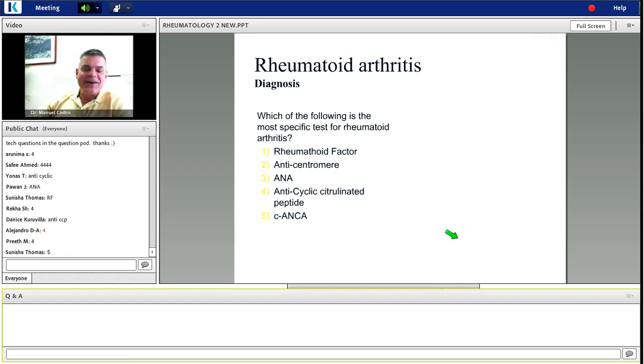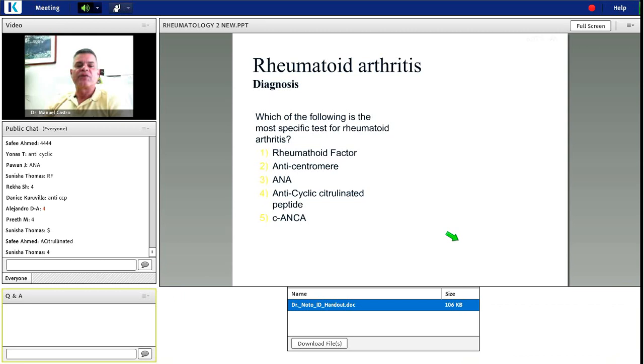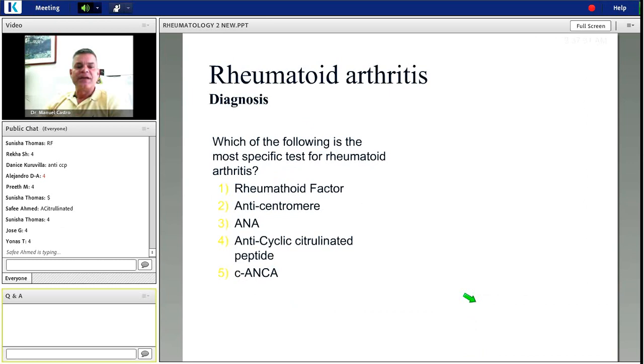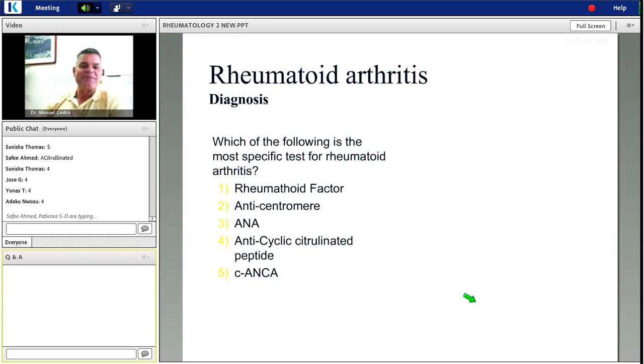Okay, so which of the following is the most specific test for rheumatoid arthritis? Okay, let's see here. Is it rheumatoid factor? Is it anticentromere? And ANA? Yeah, most of you are saying 4, 4, 4, huh? Anticyclic citrullinated peptide or anti-CCP?